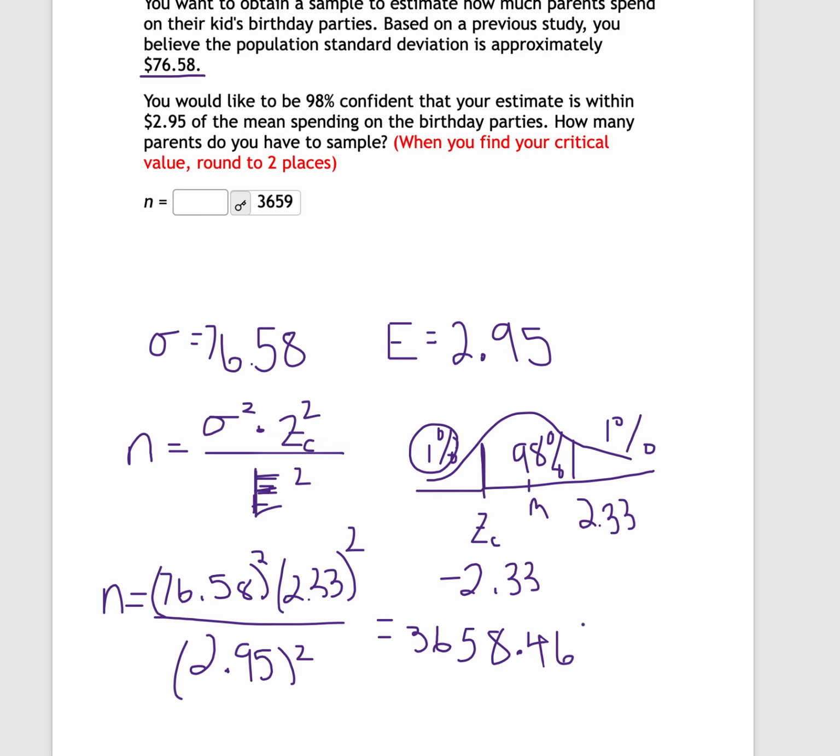3658.46. And with sample size, you always want to round up to make sure that your sample size is big enough to get the results that you want. So we always round up to the next whole number, so our final answer would be 3659, which is given here.